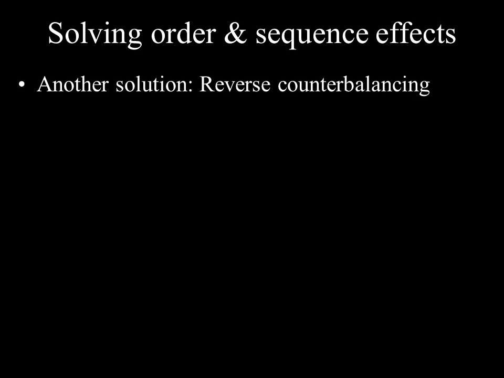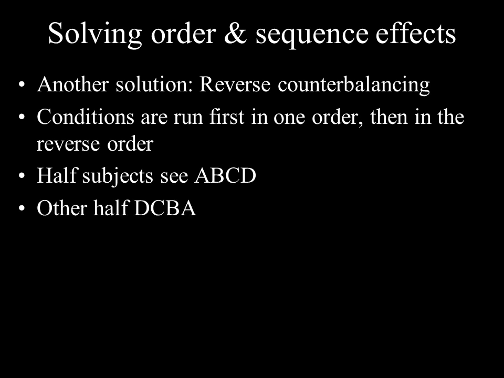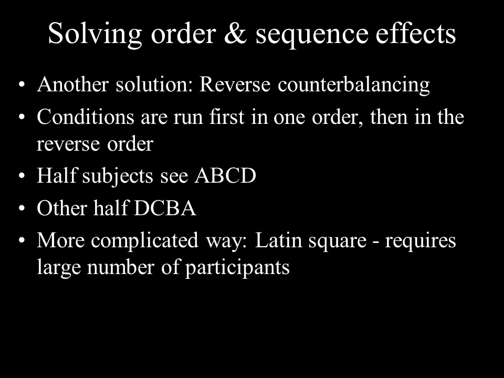Another solution would be reverse counterbalancing. Imagine that you have, again, 4 conditions. Half the subjects see it in order A, B, C, D, and the other half see it in the order D, C, B, A. So you have 2 orders, one going forward, one going in reverse, and you end up running half the people one way, half the people the other. That is not a great solution, but it's one way people have attempted to account for these order effects.